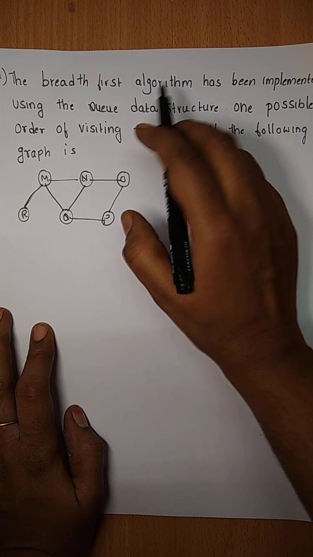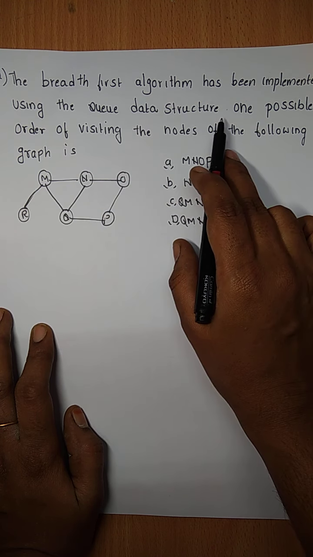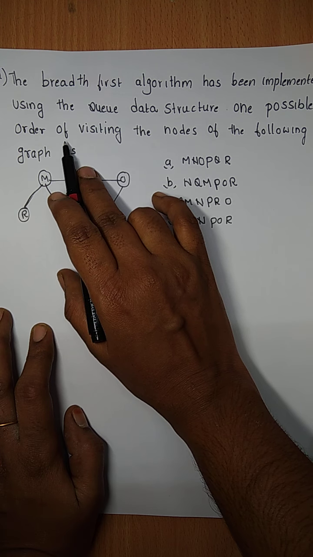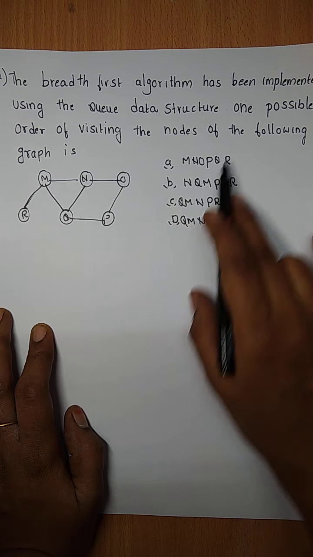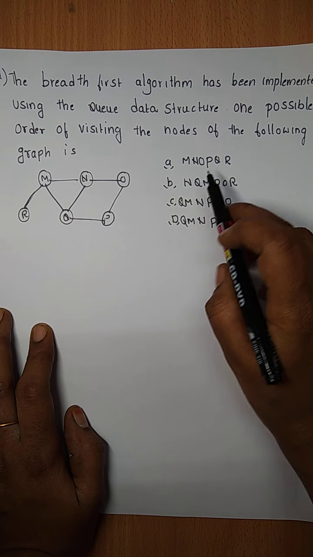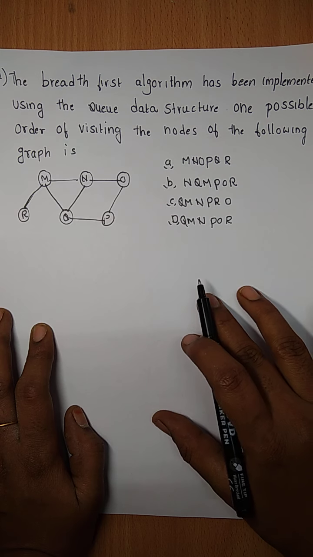The question is this: the breadth-first search algorithm has been implemented using the queue data structure. One possible order of visiting the nodes of the following graph is given. They have given a graph, and they are asking, in the given options, which one is the BFS traversal for the given graph?